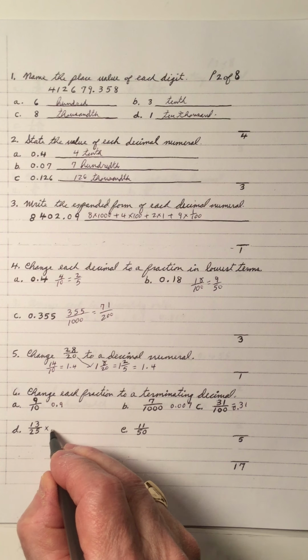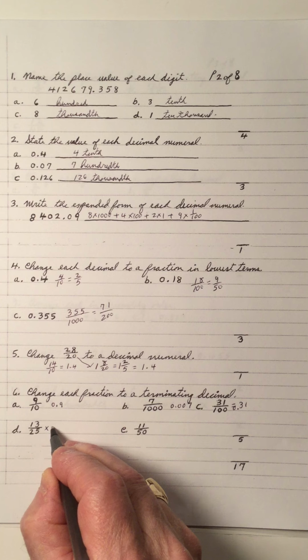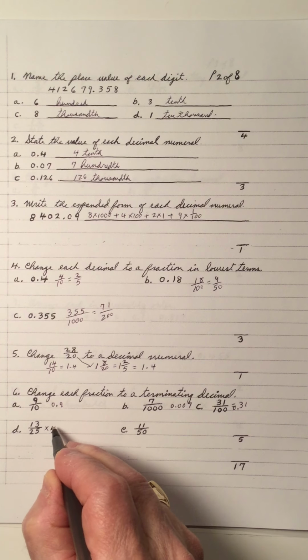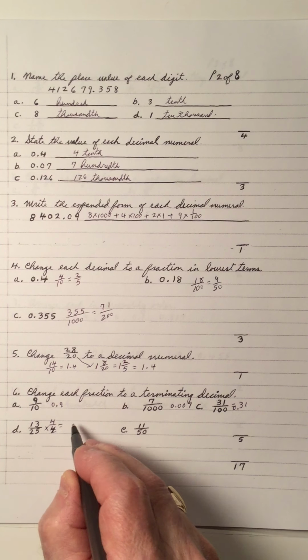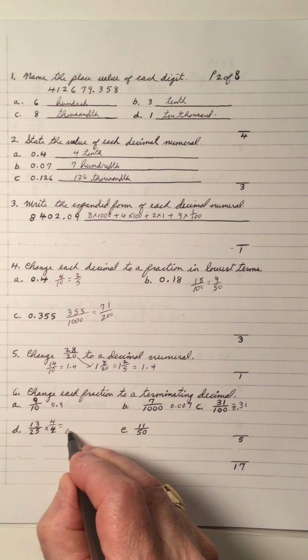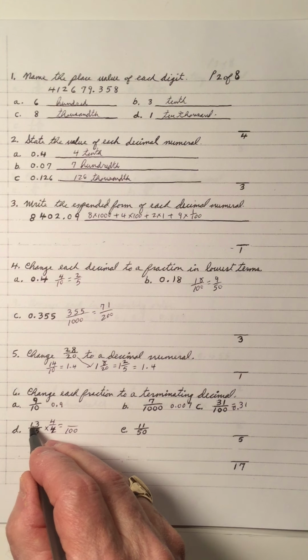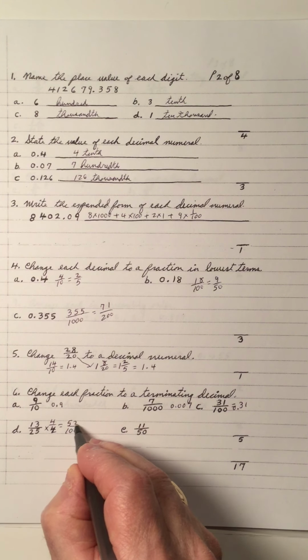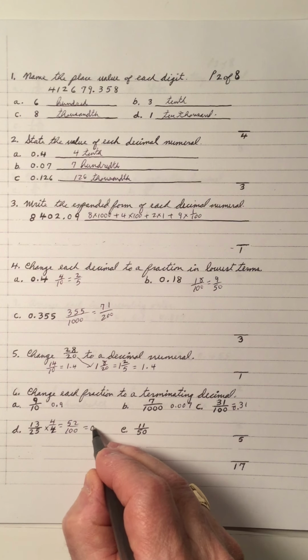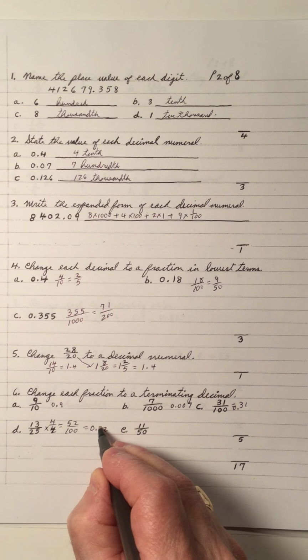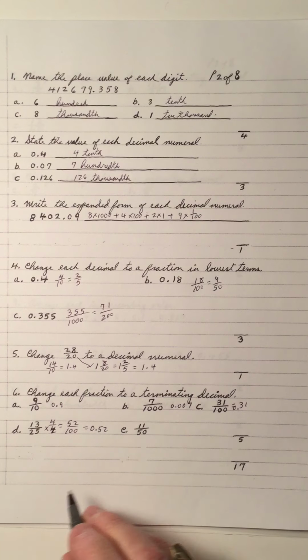13 over 25, we need a denominator of 100, so we multiply by 4, top and bottom by 4. 4 times 25 is 100. 13 times 4 is 52. So 52 over 100 is decimal 52. The 2 has to go in the hundredths place, tenths, hundredths.